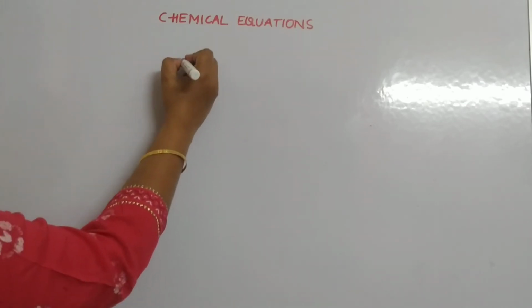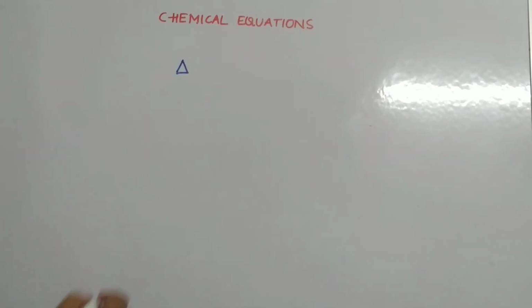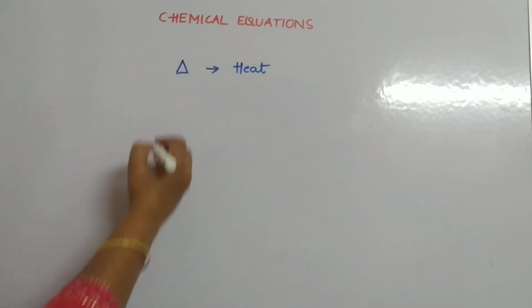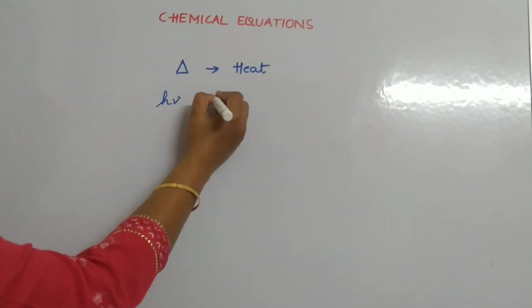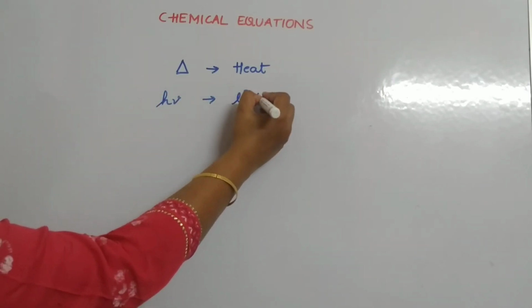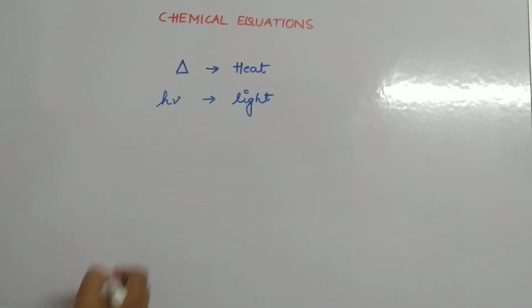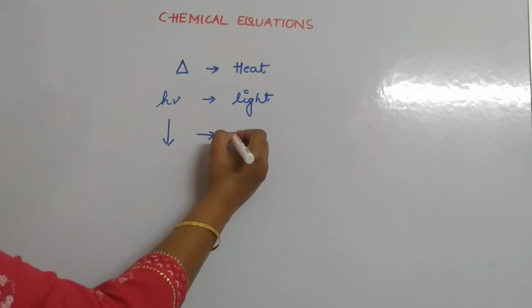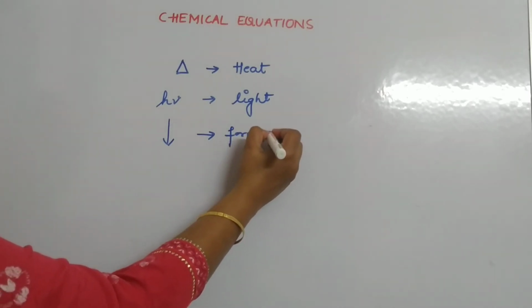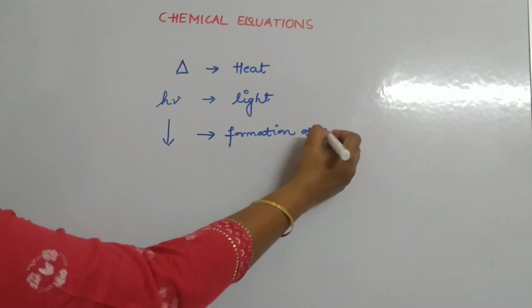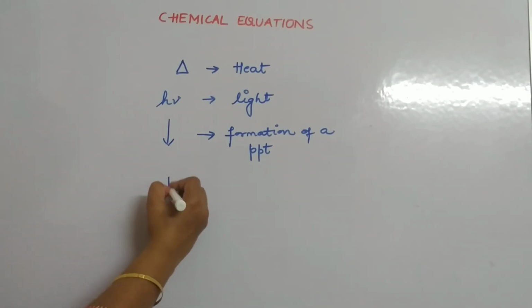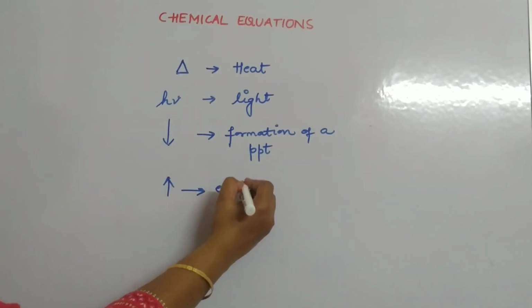Let me tell you, you must have seen this kind of an arrow somewhere. This represents heat energy. Sometimes you must have seen this kind of an arrow. It means energy supplied in the form of light. Sometimes in some reactions you must have seen a downward arrow with some of the products or reactants. It means a precipitate is formed, the formation of a solid substance which is insoluble in that particular solution. An upward arrow indicates evolution of a gas.